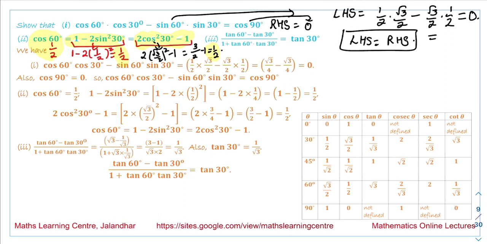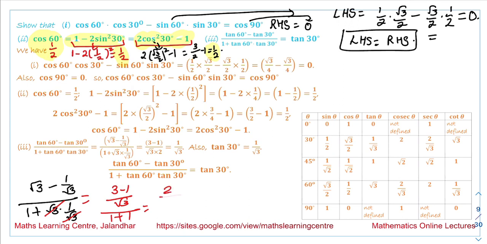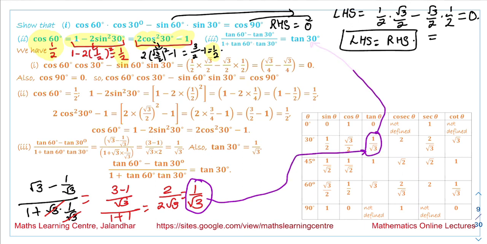Now in the last case, it is tan 60 degree. The value of tan 60 is root 3. Then it is tan 30 degree, 1 by root 3, over 1 plus root 3 into 1 by root 3. The root 3 gets cancelled. In the numerator, we have root 3 minus 1 by root 3, over 1 plus 1. So the answer we get is 2 by 2 root 3, that is equal to 1 by square root 3. And this 1 by root 3 is equal to tan of 30 degree. And this is what we have to prove.